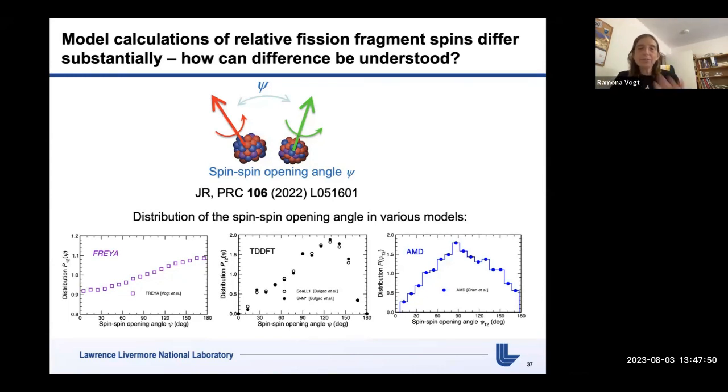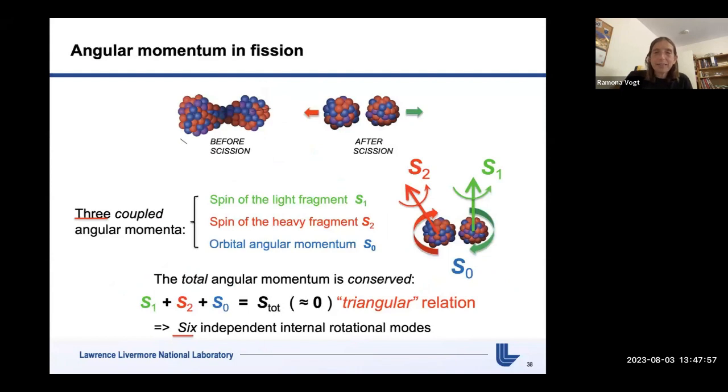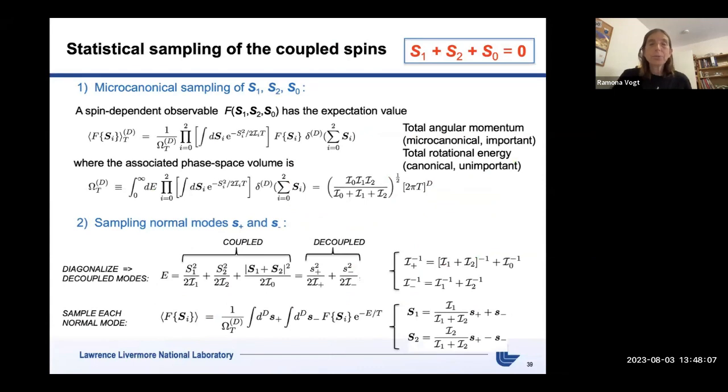So how can you understand these huge differences between the results? We've got the same three coupled angular momenta. This triangular relationship is what I just want to mention here again. So you can make statistical samplings of the coupled spins. I'm not going to go into detail on the lot of equations here.